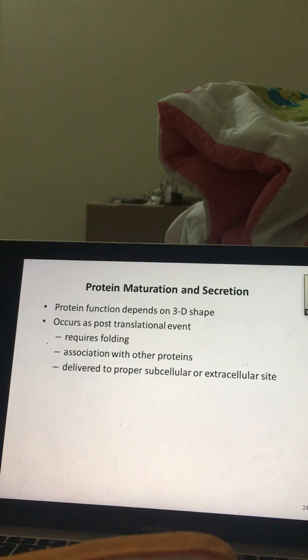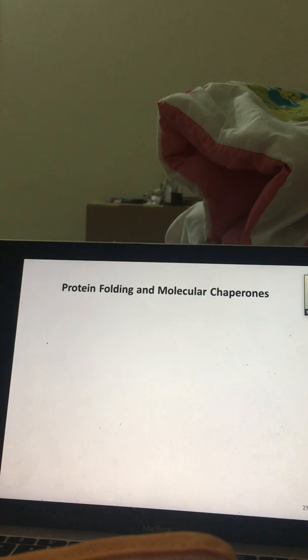So folding is required. Now, this folding of proteins is also associated with other proteins that may help either to deliver it to the subcellular or the periplasmic space, or these proteins may be used to excrete them outside of the cell. So definitely protein-protein interaction is what we'll be looking at, and protein maturation. Maturation means when it becomes active by its three-dimensional folding, then it will be a mature one.